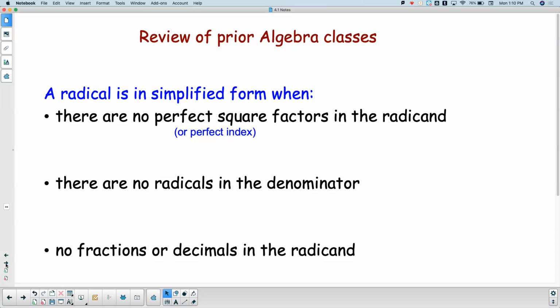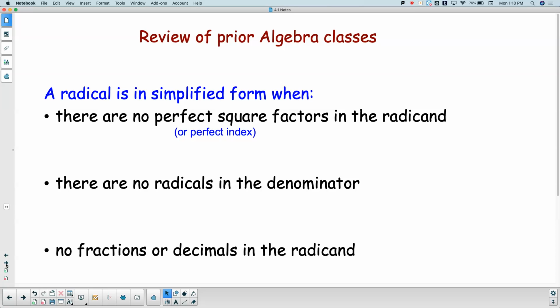Second condition is there are no radicals downstairs in the basement. So we have to clean up our radicals in the basement. It's called rationalizing our denominator. And the third condition is we don't have any fractions or decimals inside the radical, in the radicand. Those are the 3 conditions that need to be met in order to have a radical in simplified form.